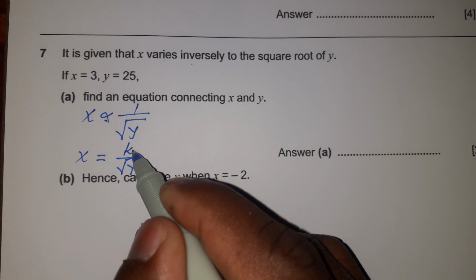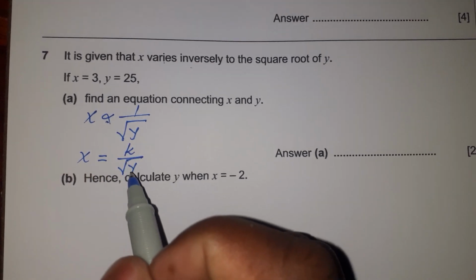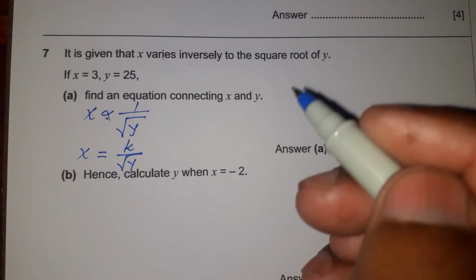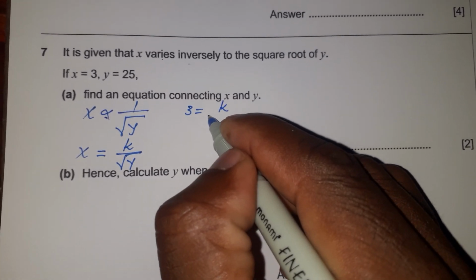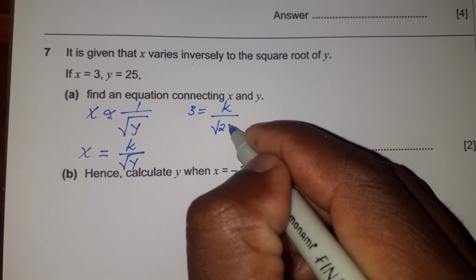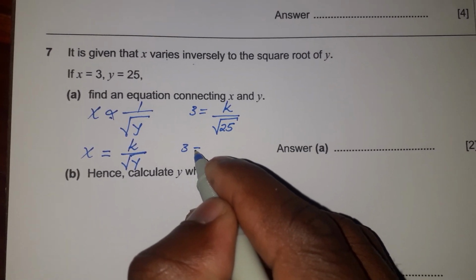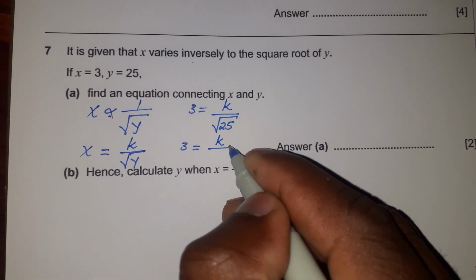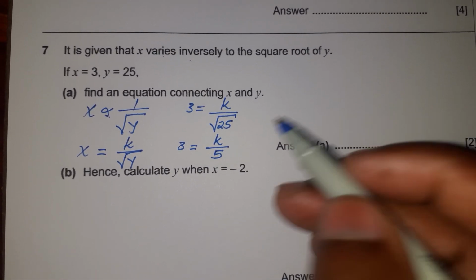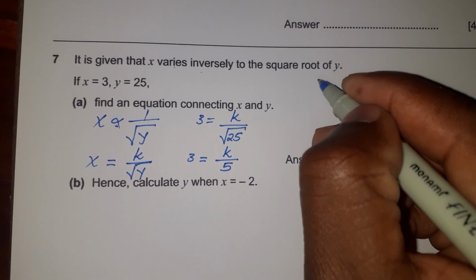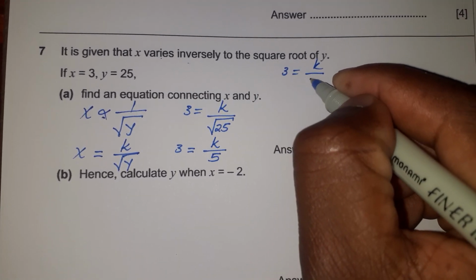Now, since we have k, we have to find the value of k. By substituting in the place of x, we put in 3. In the place of y, we put in 25. Then you are going to have 3 equal to k over square root of y, which is 25. And then we have 3 equal to k over square root of 25 is 5. Let me rewrite this equation here. We have 3 equal to k over 5.